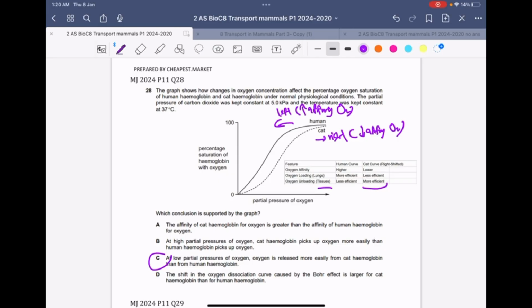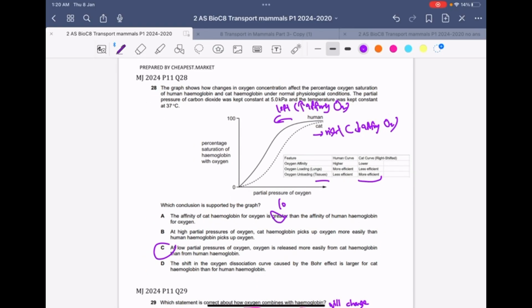So the answer is C. And then why are A, B, D wrong? A says the affinity of cat hemoglobin for oxygen is greater than that of human. No, this is lower, okay? The cat will have a lower affinity of hemoglobin for oxygen. And then B, at a high partial pressure of oxygen, the cat hemoglobin picks up oxygen more easily than the human hemoglobin picks up the oxygen.